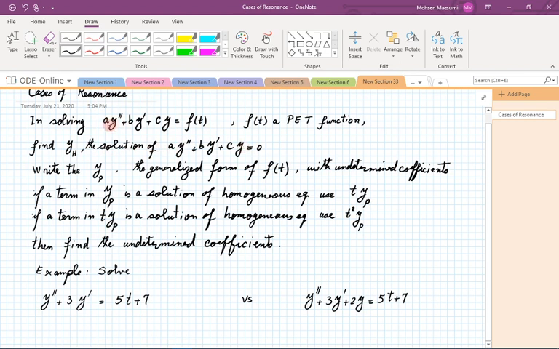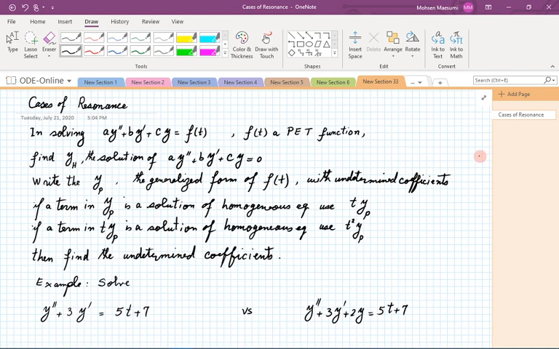Then, to find the general solution of this equation, you're supposed to write Y particular, which is a solution of this equation. Our approach was to take the right hand side and generalize it. We called it the family of this right hand side. We talked about it last time. And that entire family has a set of undetermined coefficients. Our objective was to go ahead and find those coefficients. But sometimes that approach does not work. And that's exactly the case of resonance.